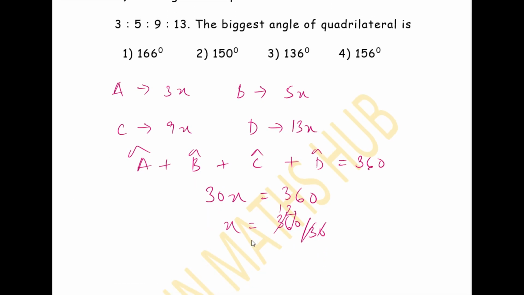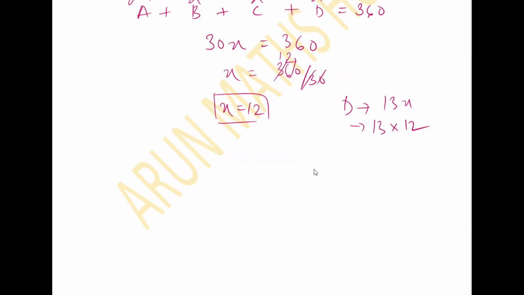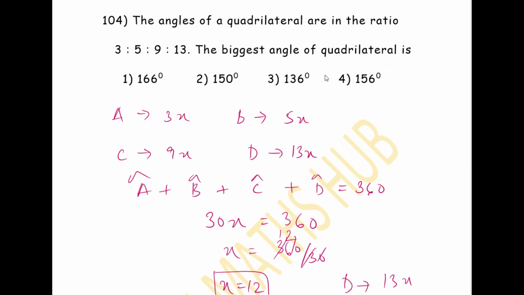Now we get x as 12. Now angle D is what? 13x. That is 13 into 12. Therefore angle D equals 156 degree. The biggest angle is 156 degree. Therefore the correct answer is option 4, 156 degree.